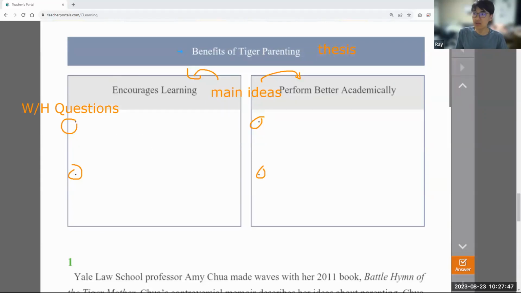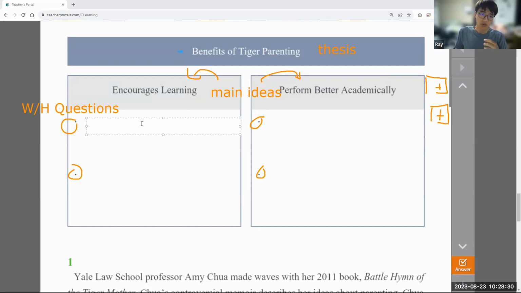One thing that you, as the instructor, have to elicit from the students is, well, okay, our first main idea is encourages learning. Which WH question can we ask to get more information about encourages learning? There might be a student that says, what does encourage mean? That's where you need to be prepared with maybe a media card, trying to showcase what is encourage or what is academically. You really have to elicit these WH questions.